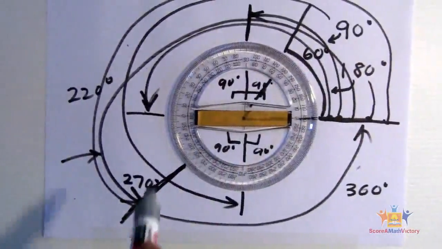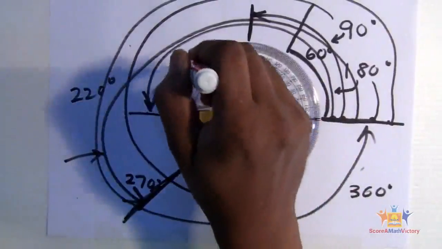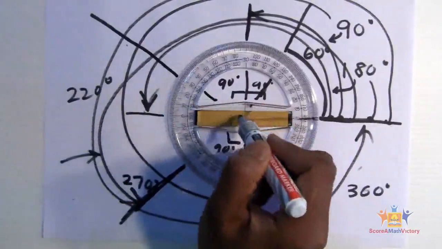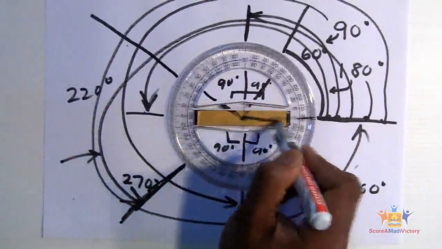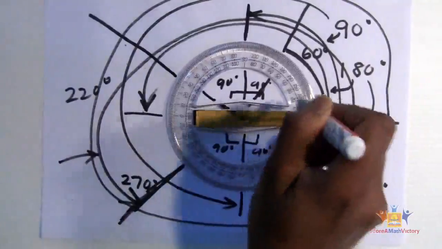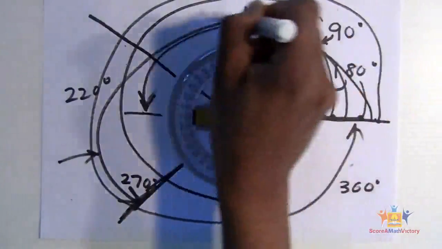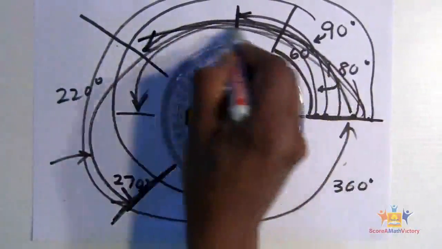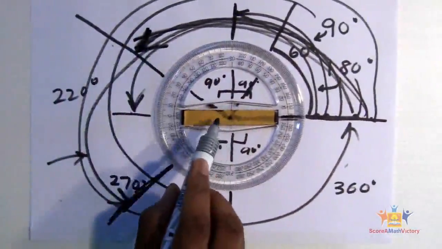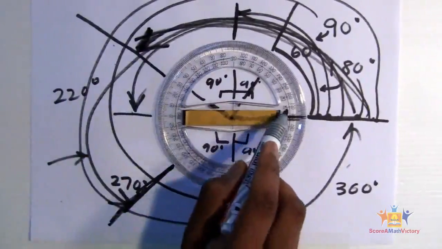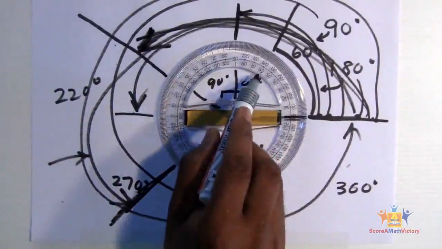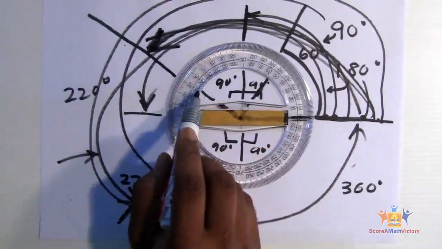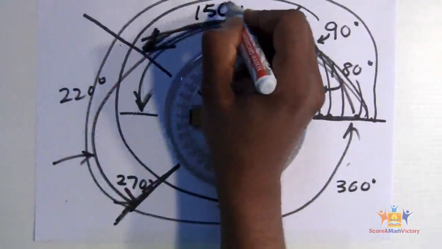Now if I want to find the angle of, let's say, right here. Again, I have to extend that line to the center like that, and then with a straight line like that. And this is the angle I'm looking for now. I'll make sure to darken it so you can see it. That's the angle I'm looking for. So where is it touching? We're looking at the inside scale: 0, 10, 20, 30, 40, 50, 60, 70, 80, 90, 100, 110, 120, 130, 140, 150. That is 150 degrees.